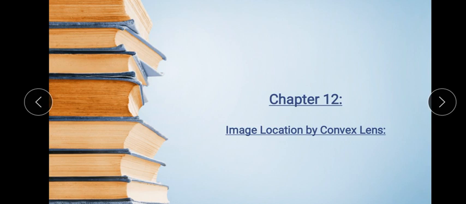My name is Ali. I am your physics teacher, and in today's lecture, we are going to discuss a topic of physics of 10th class, chapter 12, geometric optics. And the topic of discussion is image location by convex lens. We will discuss that in a convex lens, when an object is placed at different positions, how the image is formed, what is the nature of the image, and what is the location or distance of the image from the lens.